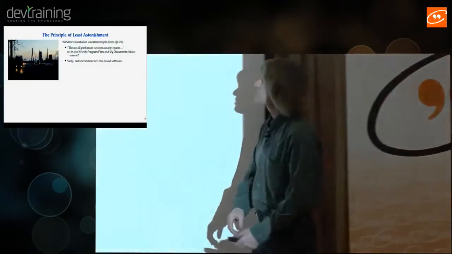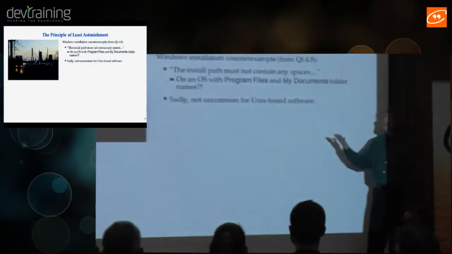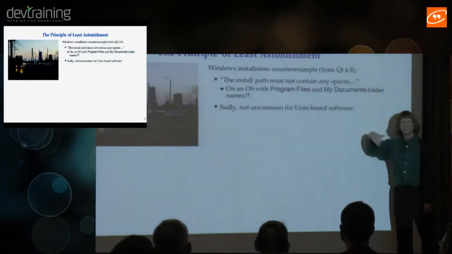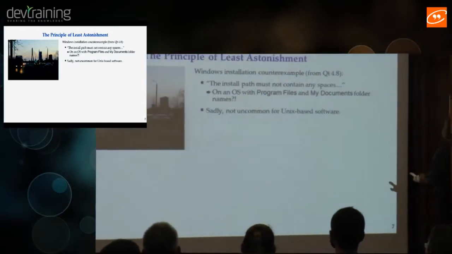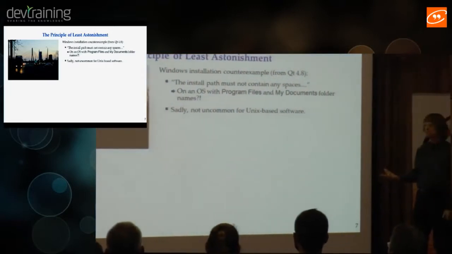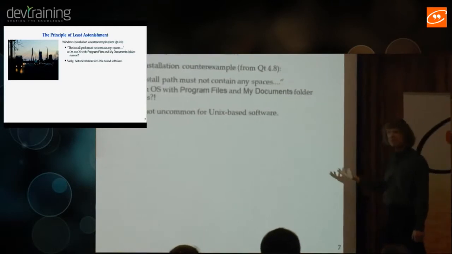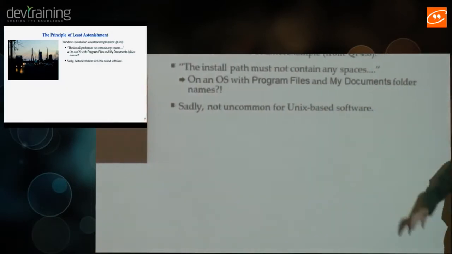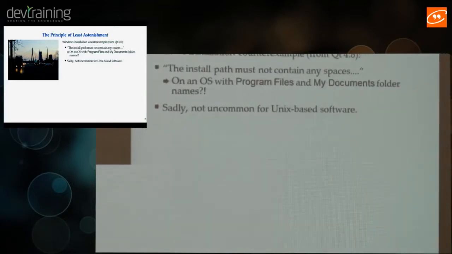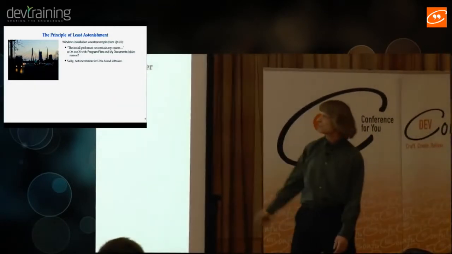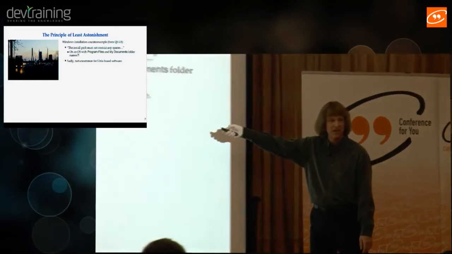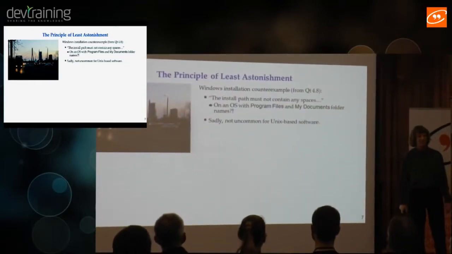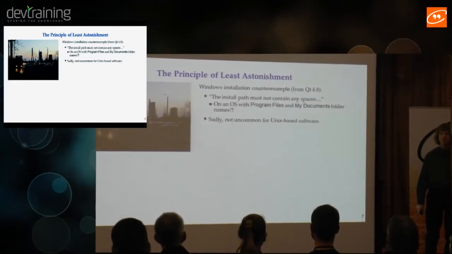So this is an installation counterexample. This happens to be an API thing, but this is something developers occasionally have to deal with. This is from Qt 4.8. So I was installing the software onto my Windows machine, and I am sorry that I use a Windows machine, but there you have it. And from the installation instructions, the install path must not contain any spaces. Excuse me? On an operating system which has program files as a predefined directory and my documents as a predefined directory, I can't have spaces in my installation path name?